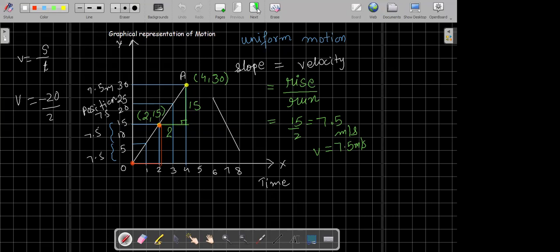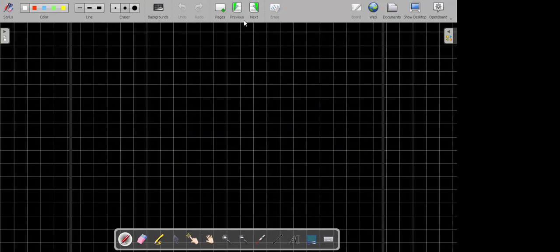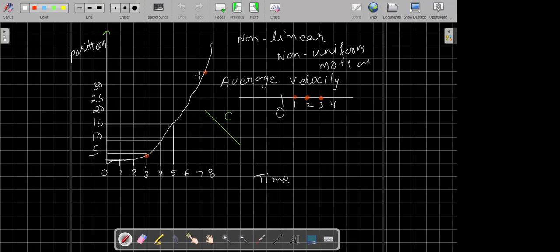Now we start with the velocity time graph. So do not try to apply all these things.